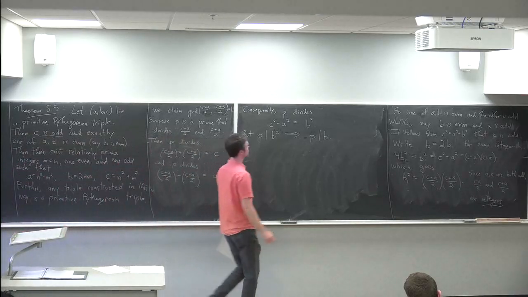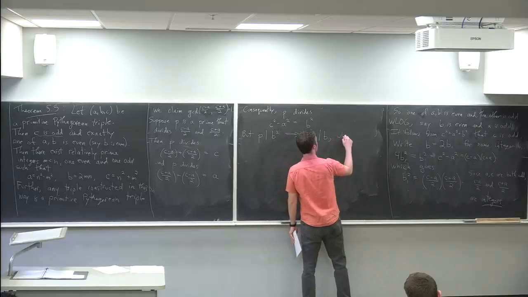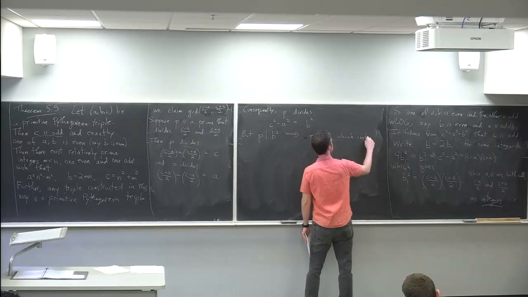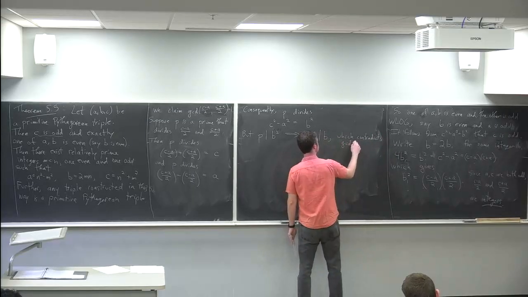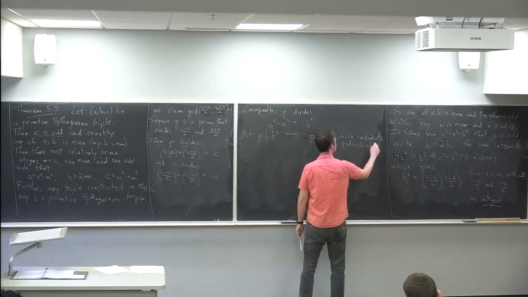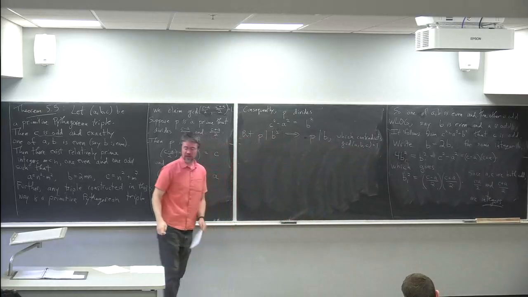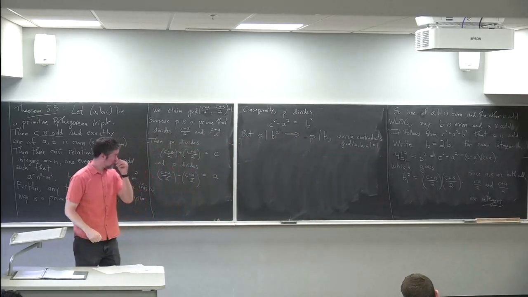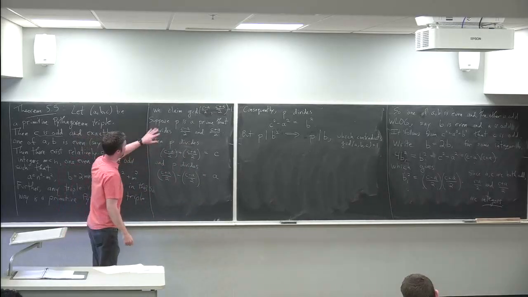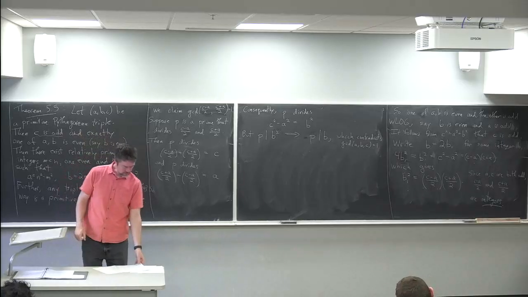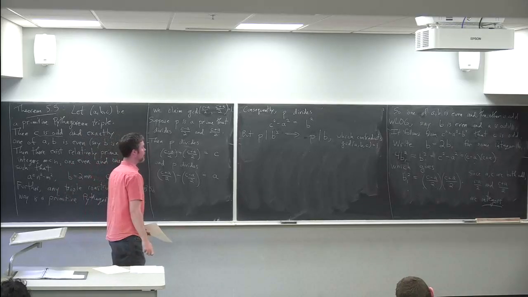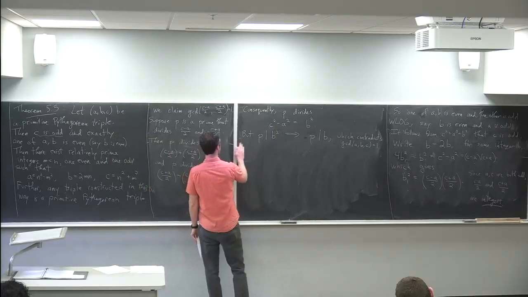So this all contradicts that the GCD of a, b, c is supposed to be 1, and then somehow we're in a scenario where P divides all 3. That cannot be. So there cannot be a prime that divides these two things. And so where we're at then is right here.